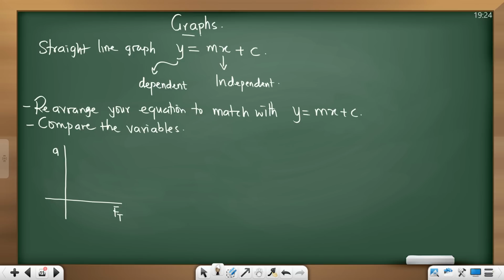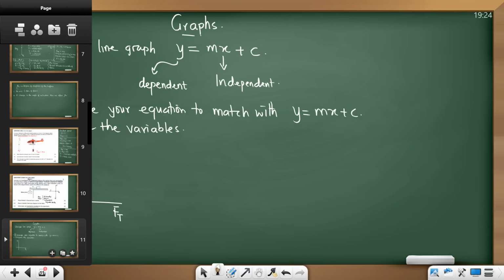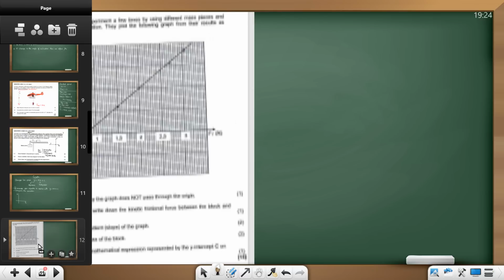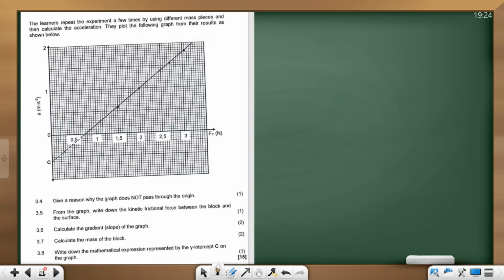Now, because we're dealing with Newton's laws, can we say F net equals MA? Do we agree? That's the equation we're dealing with. Lovely. Let's go back to the graph. Look at my graph. F net equals what? MA, because that's what we're dealing with.